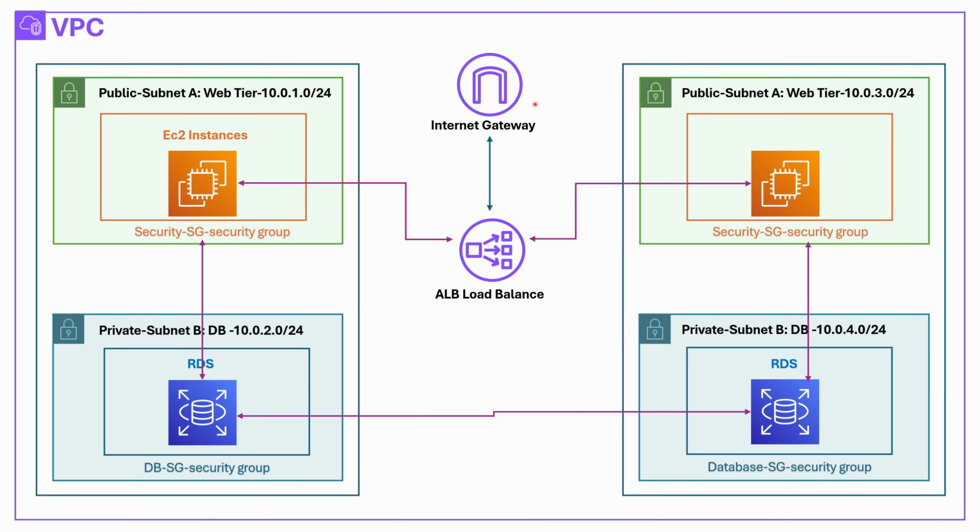Now let us take a quick look at the architecture that we are going to build. We will have two availability zones, EU West 1A and EU West 1B. In each zone, there's a public subnet that hosts the EC2 web servers and a private subnet that hosts the RDS databases. The web servers are going to sit behind an application load balancer, which connects to the internet gateway so that the users can access the app. The RDS databases are going to stay private, with no internet access, and they will only be reachable from the EC2 instances through the security groups. This setup is going to ensure redundancy, scalability, and security.